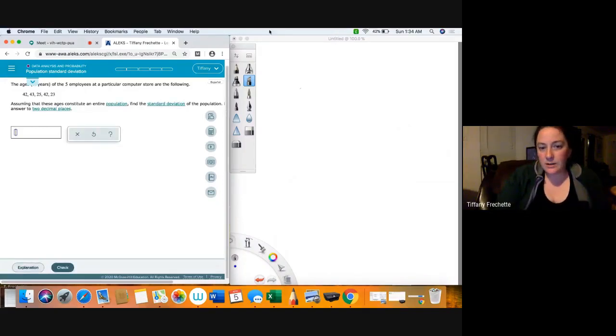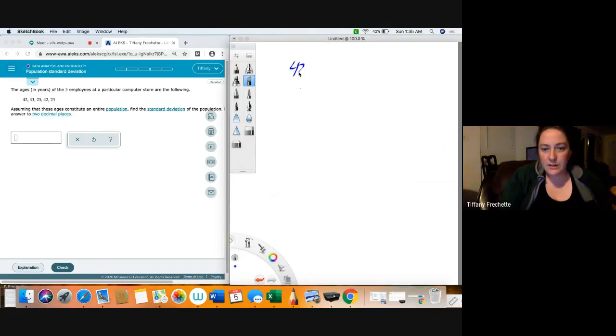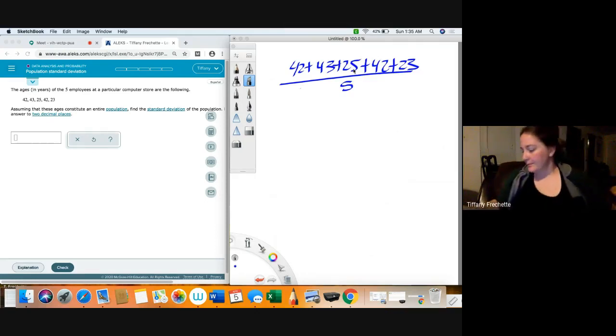Okay, so our first step is, it says the ages and years of 5 employees at a particular computer store are the following. So we have 42 plus 43 plus 25 plus 42 plus 23. So here are our 5 numbers. So we want to add our 5 numbers up. So we have 42 plus 43 plus 25 plus 42 plus 23. And I show that I get 175.